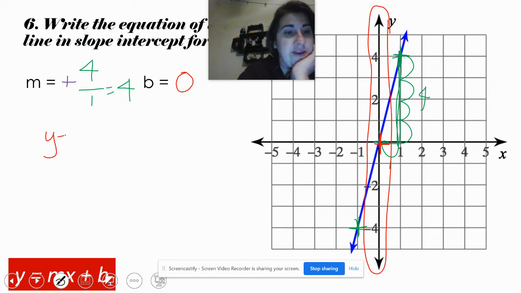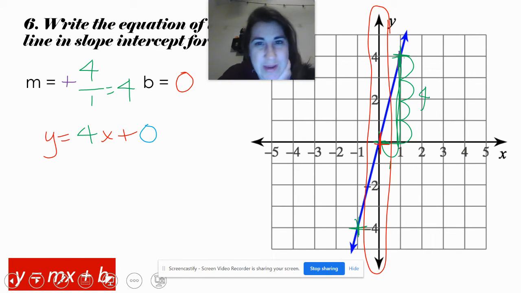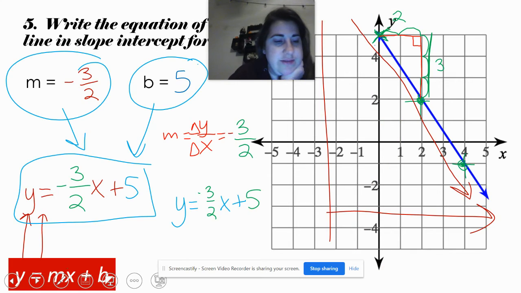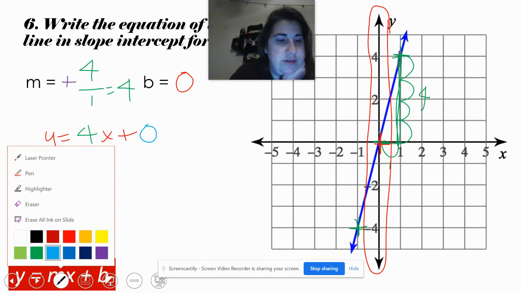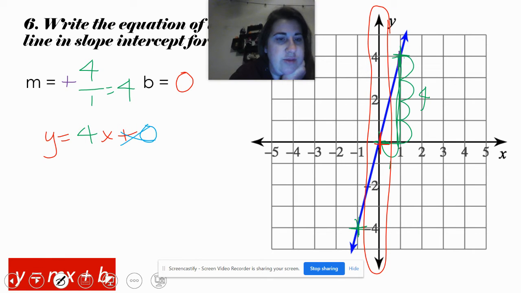So if I have my equation y equals mx plus b, and I want to replace my slope, then I can write 4 here. And then I want to replace my b, and I put 0 here. But if you add 0, that can cancel out. So my final equation would be y equals 4x.